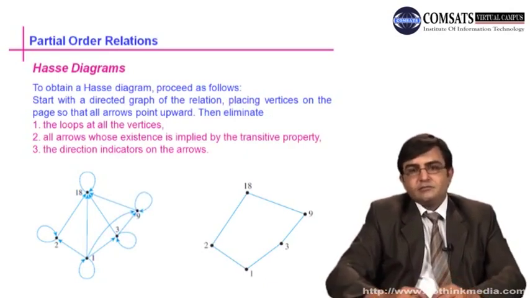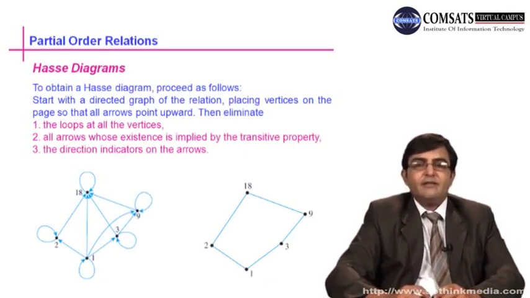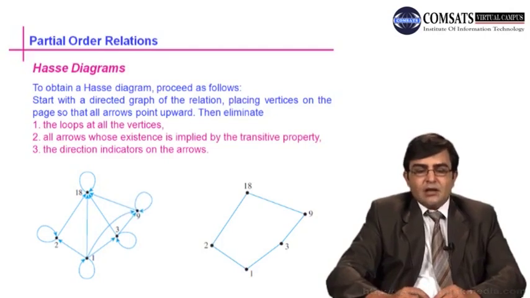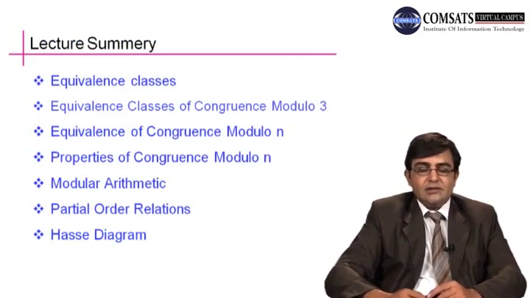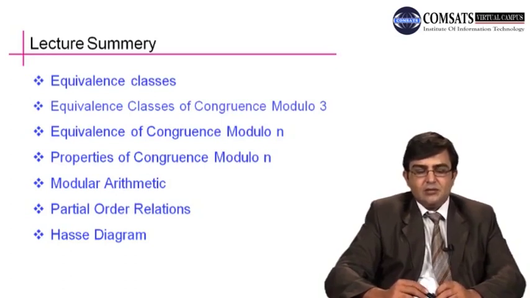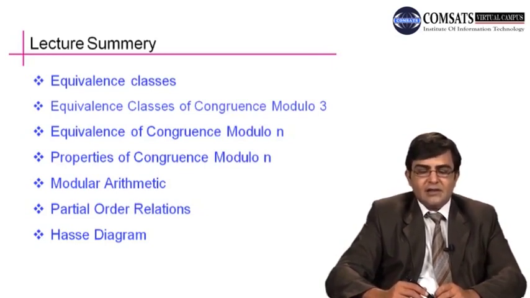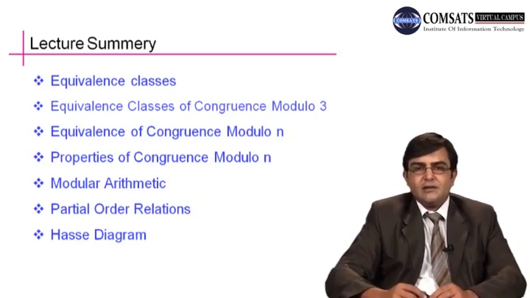So for today I think it's enough, and we have finished with the relations. Today we have discussed the equivalence classes and some properties of equivalence classes. We have discussed also the equivalence classes of congruence modulo 3 and congruence modulo n. We have studied a bit of modular arithmetic, and we have also discussed partial order relations and how to construct a Hasse diagram from directed graphs and directed graphs from the Hasse diagram.